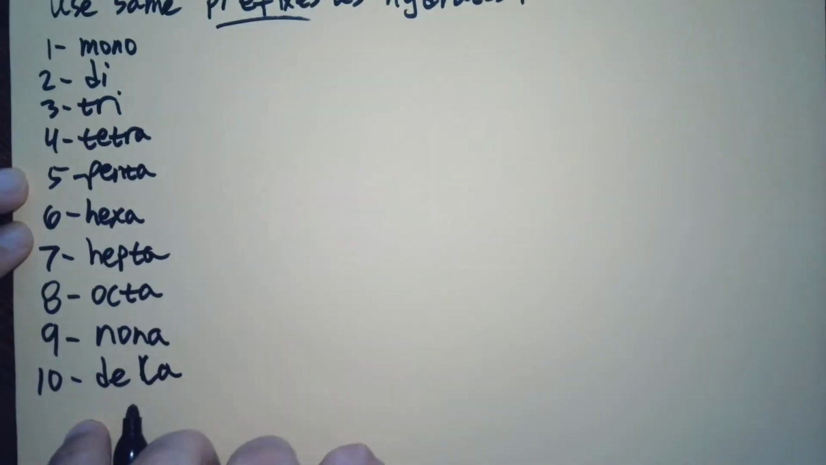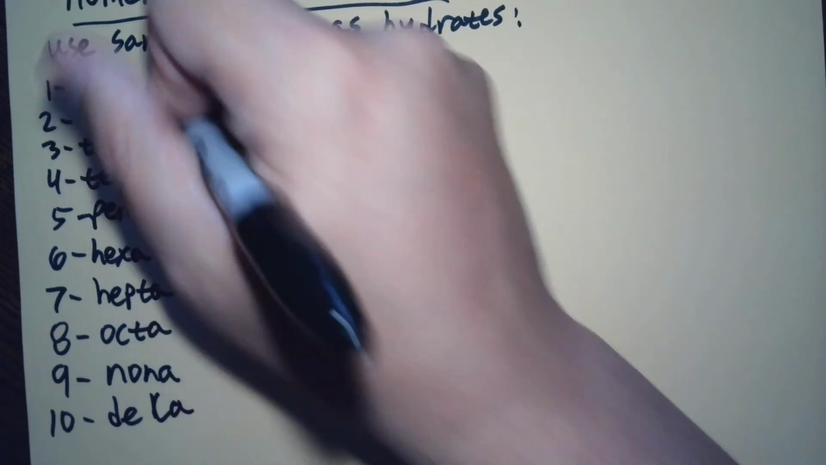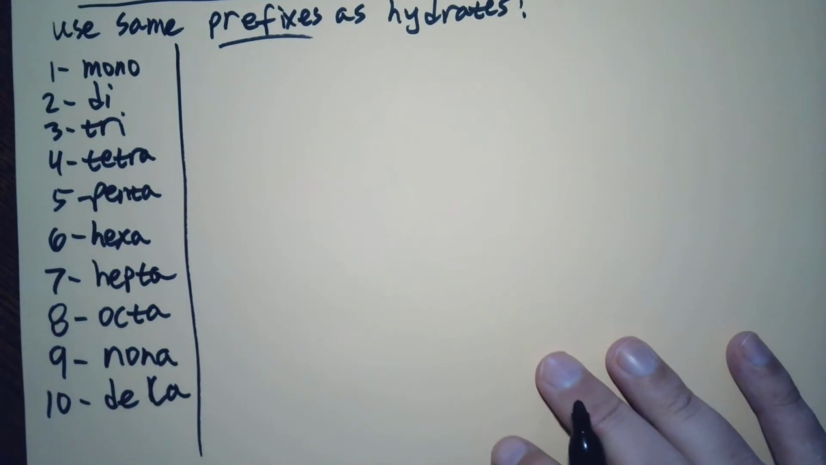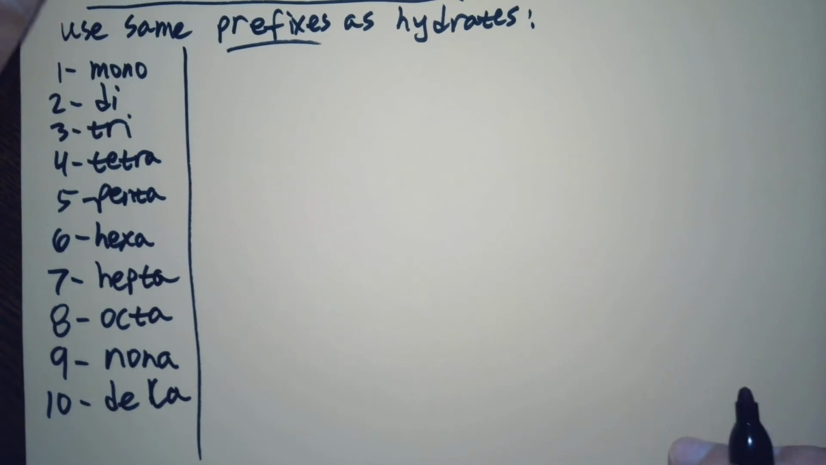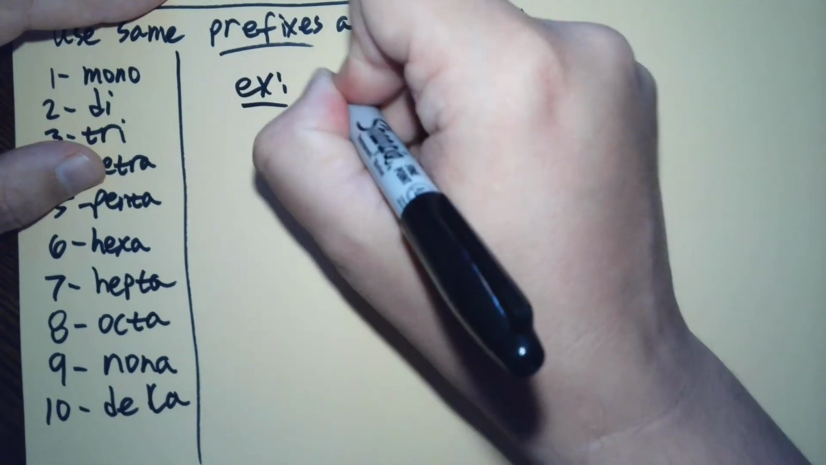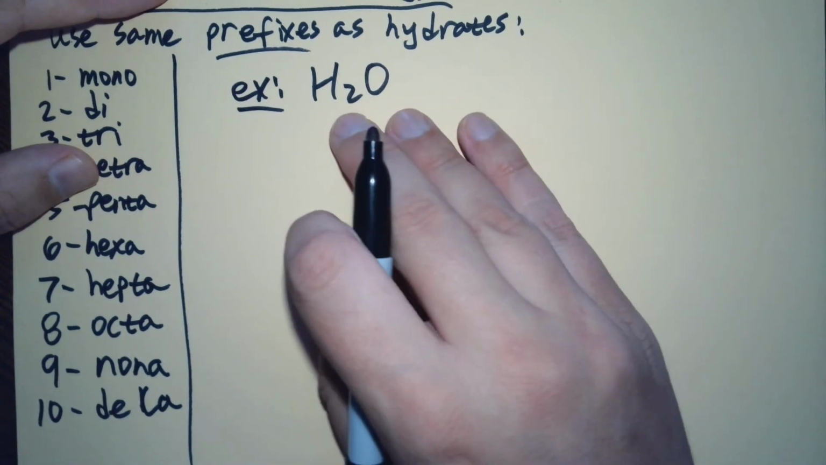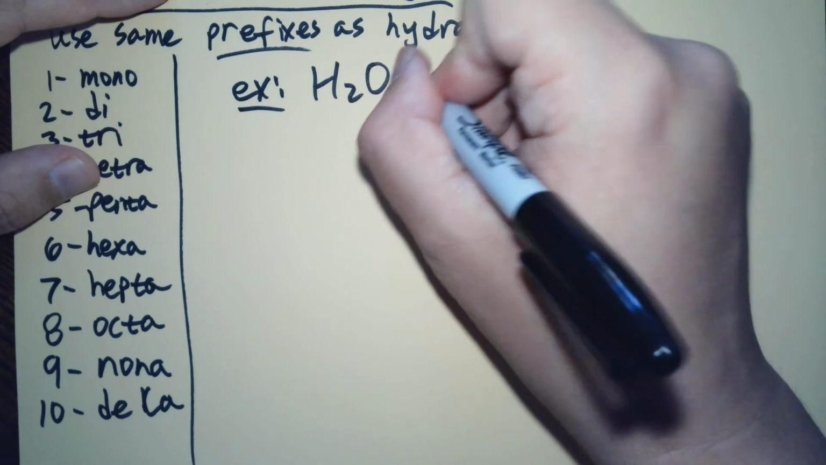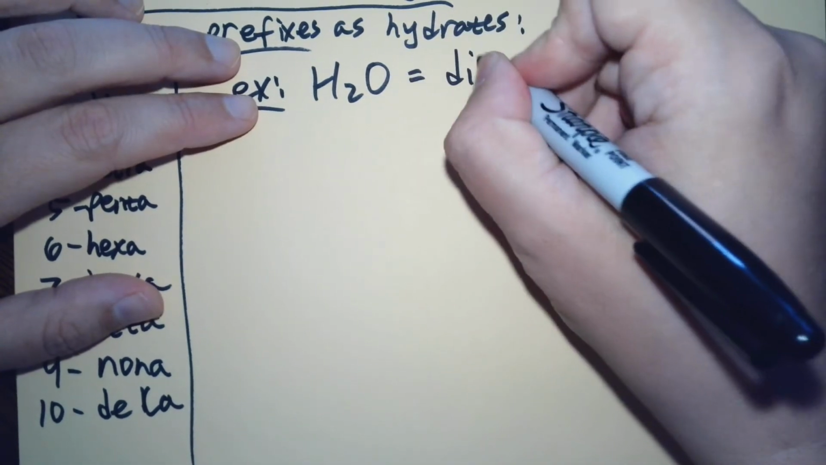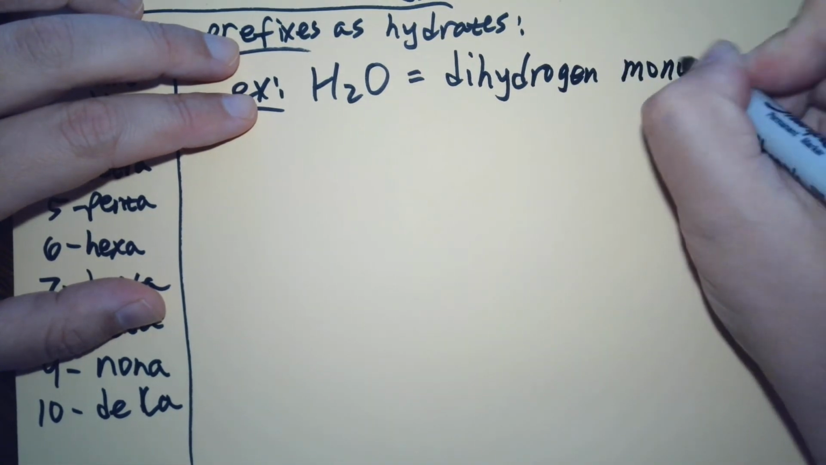And you have undeca and dodeca, and then it just keeps going and going and going. All right, so those are the only ones you have to know. All right, so let's just look at an example here. All nonmetals, covalent compound. You might know this as water, but if you use the naming system, it is known as dihydrogen monoxide.